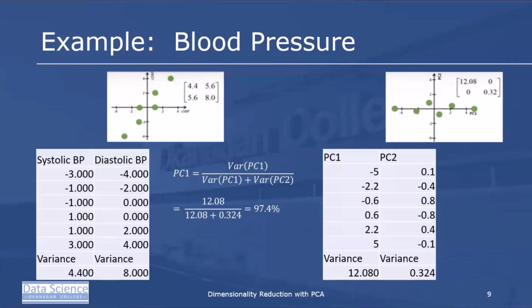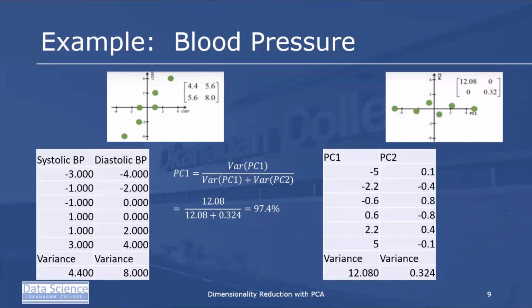On the left, we see our original diagram with our original matrix of vectors. We see our original data set that was centered. We can see that the variance here is 4.4 in the first column and 8 in the second column. Now, the total here is 12.4 units of variance. Looking down at the bottom of the second chart on the right, we can see that we still have 12.4 units of variance, but it's split up in a different way.